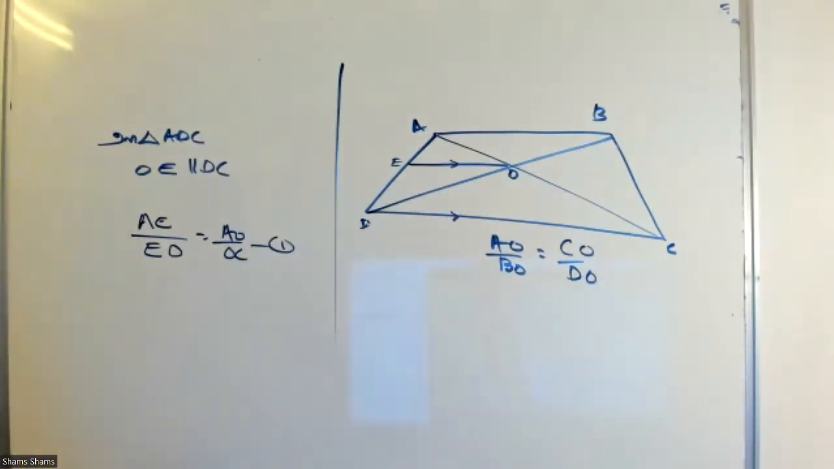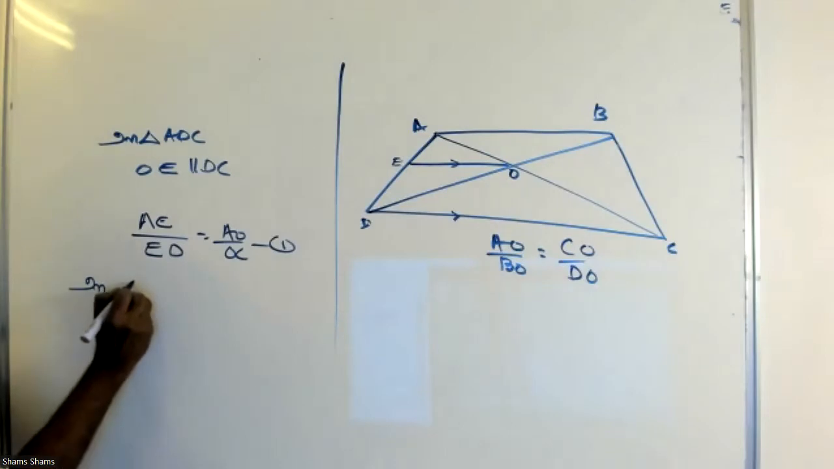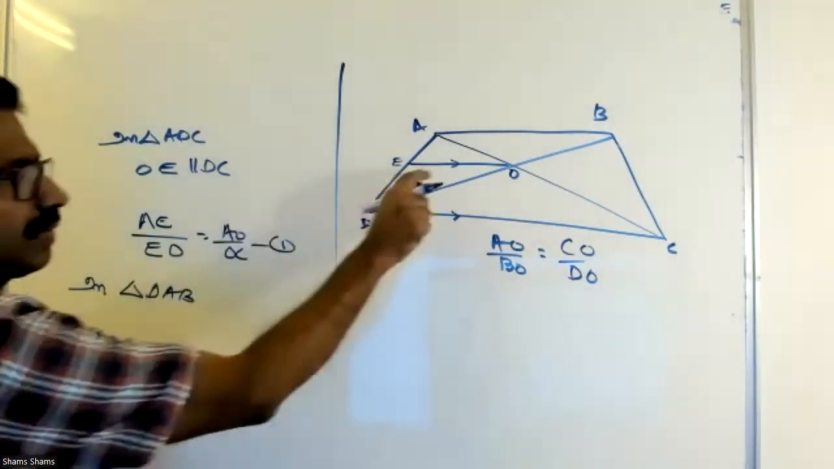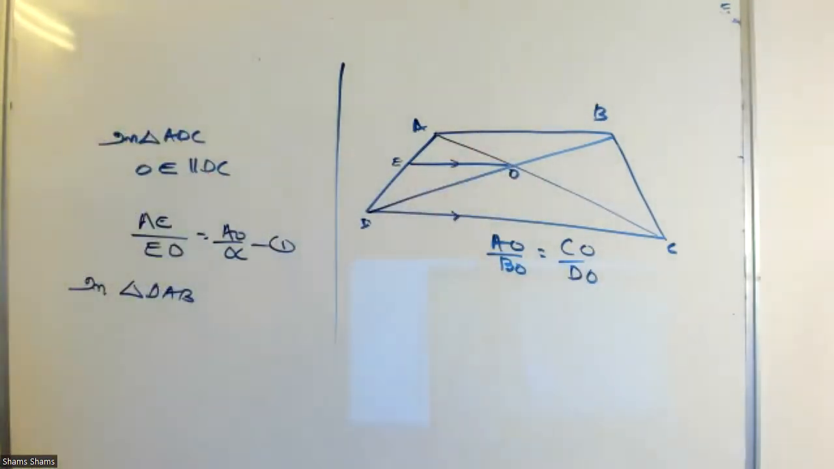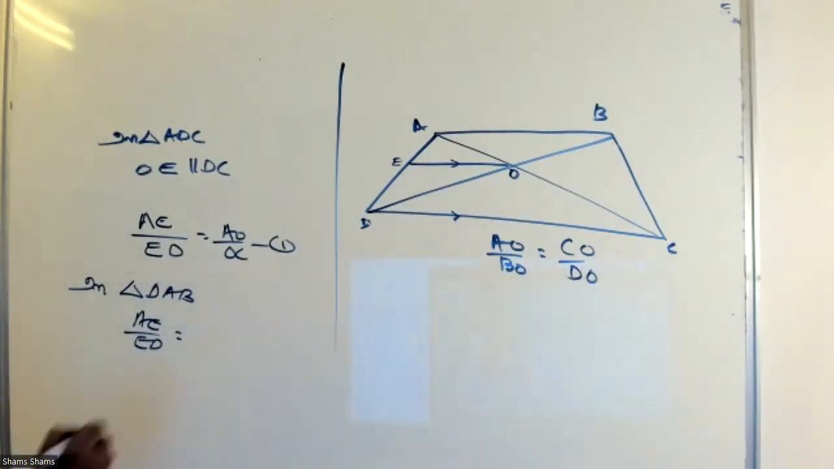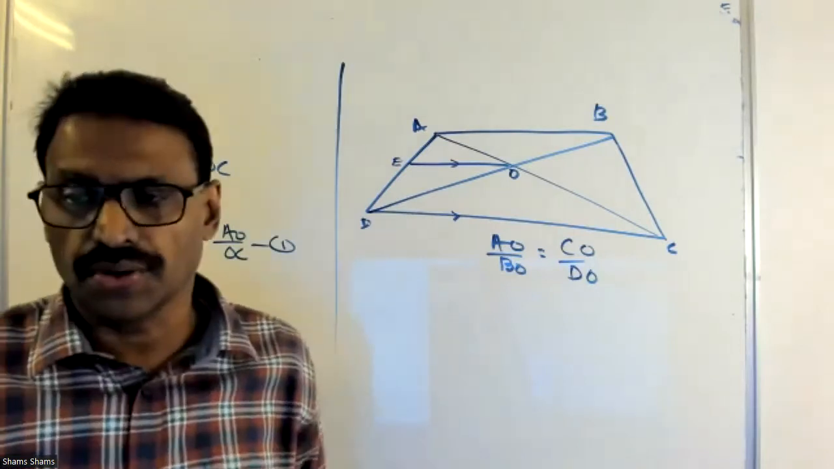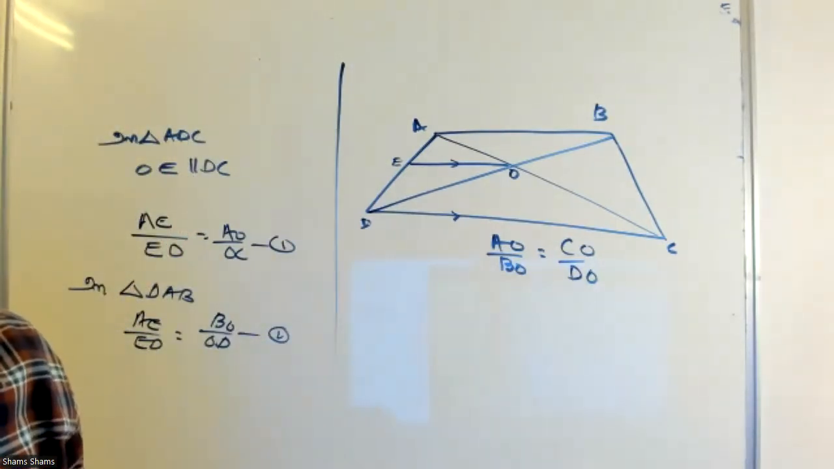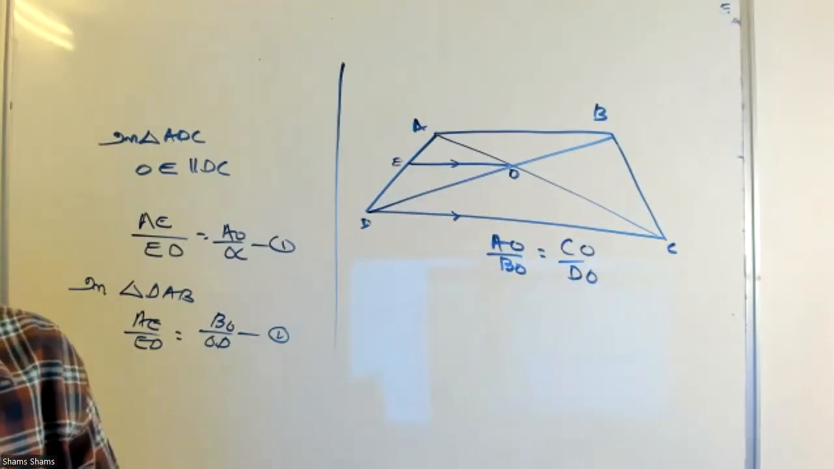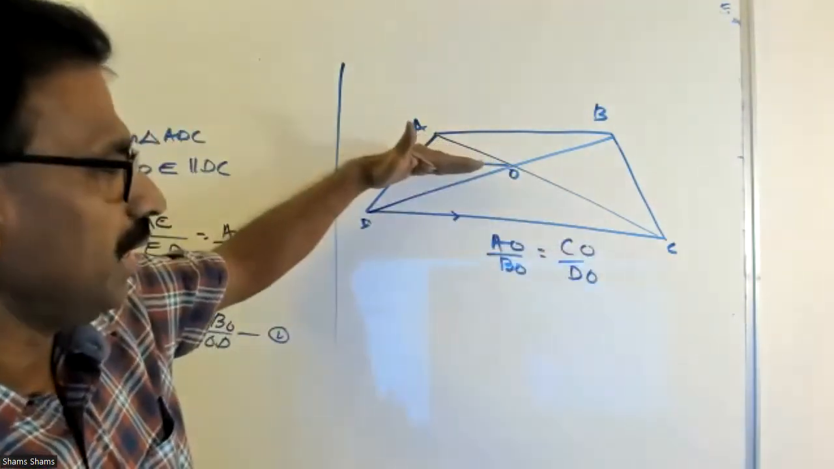Okay. Now in triangle DAB, this one is parallel here. Apply basic proportionality theorem. AE by ED equal to what? BO by OD. Okay. Clear to everyone? What she said, correct? Nuha, correct or no? Yes, sir. Okay. Preeta, is it okay? Look, in triangle ADC, OE parallel DC.